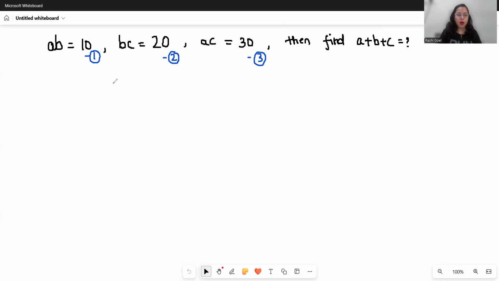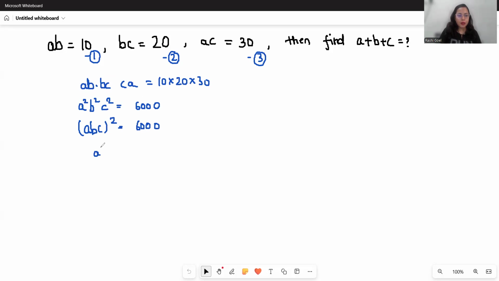Now I'm going to multiply all three equations. So AB times BC times CA is equal to 10 times 20 times 30. So it becomes A square B square C square is equal to 6000. So we can write this as ABC whole square is equal to 6000. Now ABC is equal to under square root 6000, which I can write as 100 times 60, and 100 is 10 square. So 10 root 60 is the value of ABC.